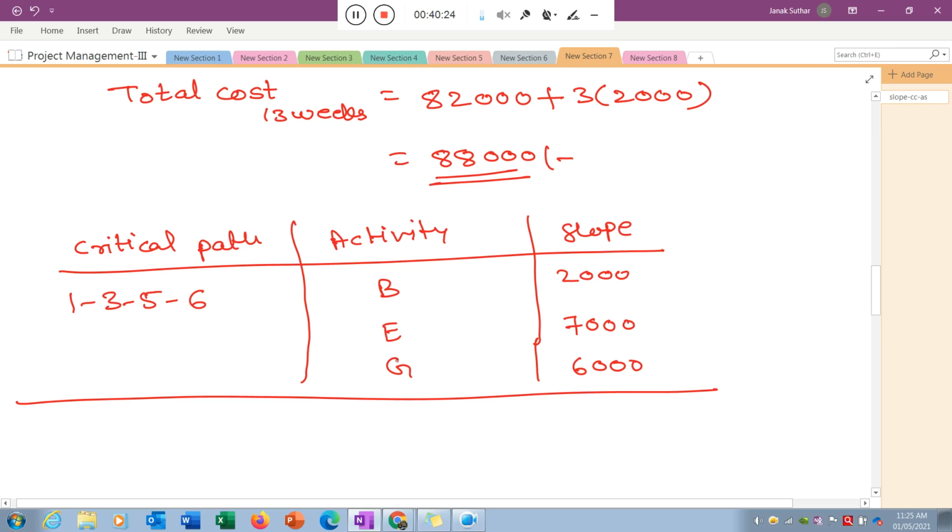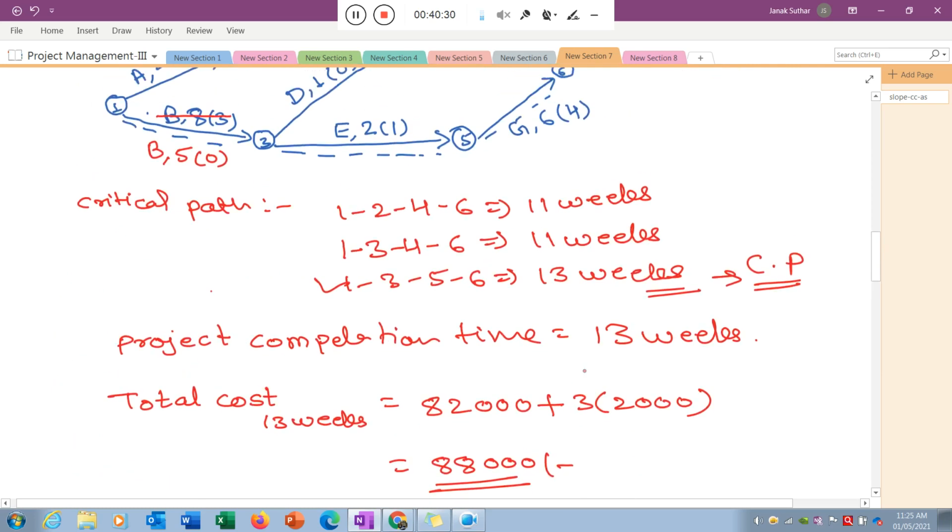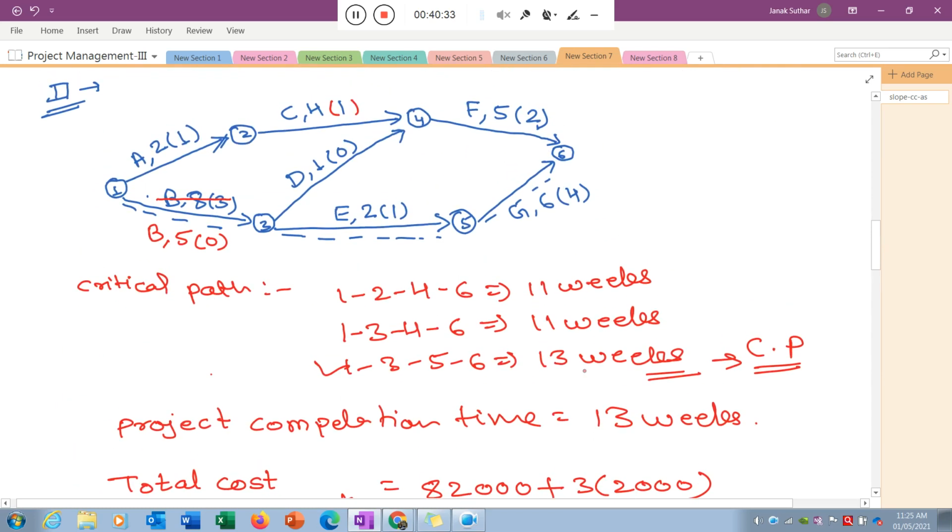Now in the other available ones, which activity is it? Activity G is the economical. Okay, so can I select activity G? Just check. Yes, I can select activity G. Okay, so activity G I can select.